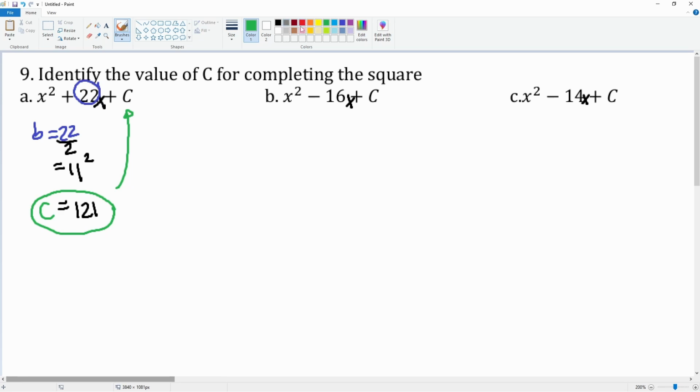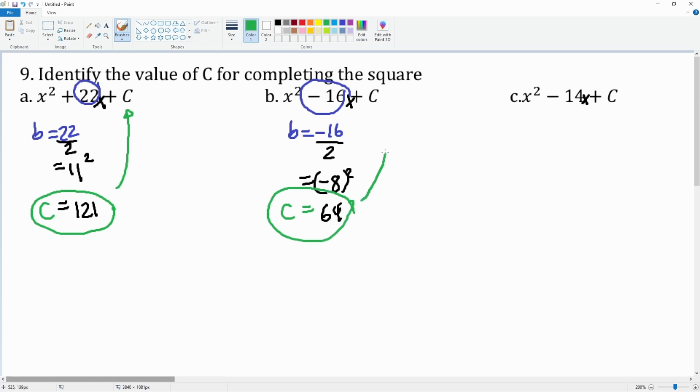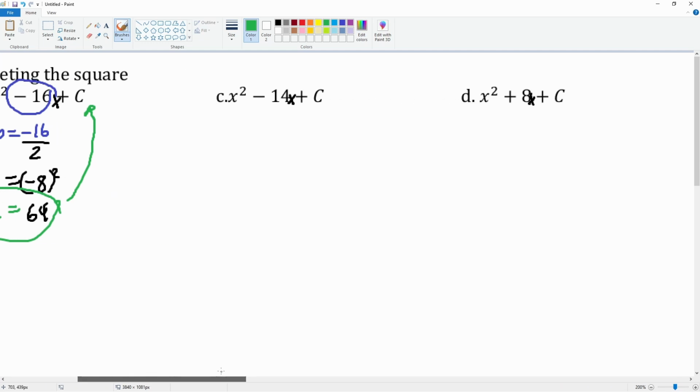Okay, then here we have the b term. It's in front of the x. b equals negative 16. We divide that by 2. This becomes negative 8. Our c value is going to be negative 8 squared, in parentheses of course. This becomes 64, and that is our constant that we are going to add right here. That constant is always positive.